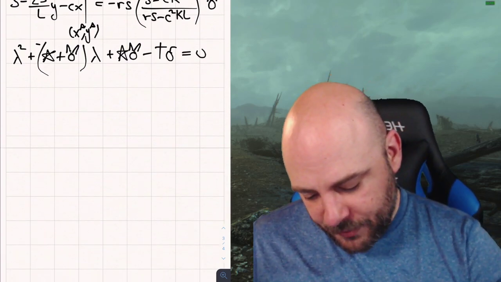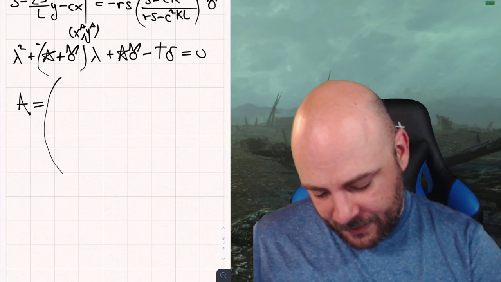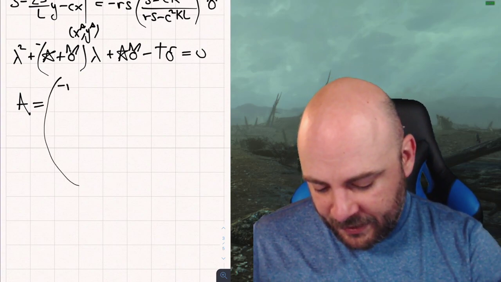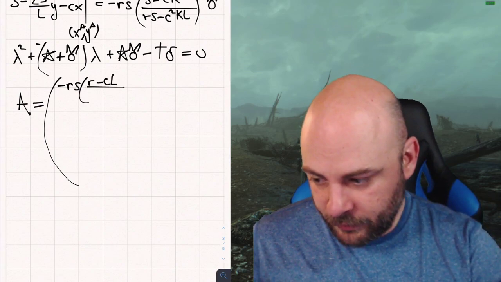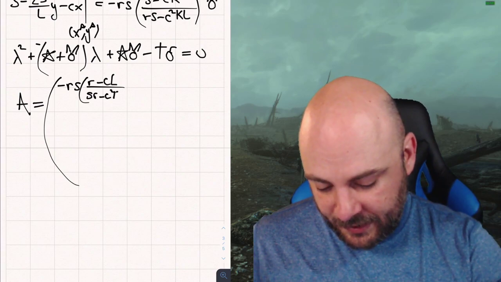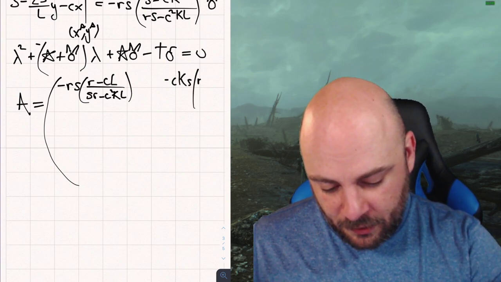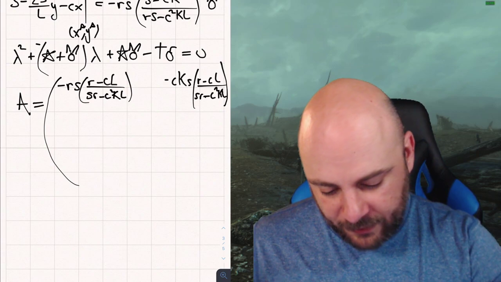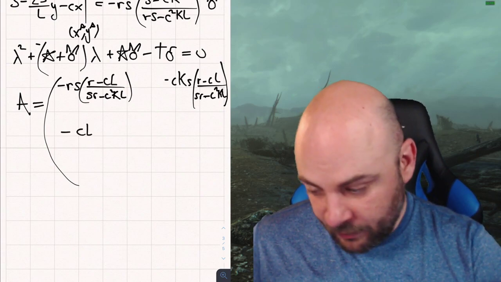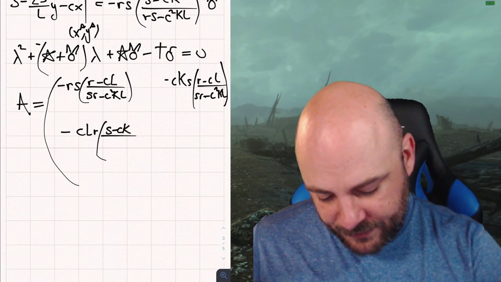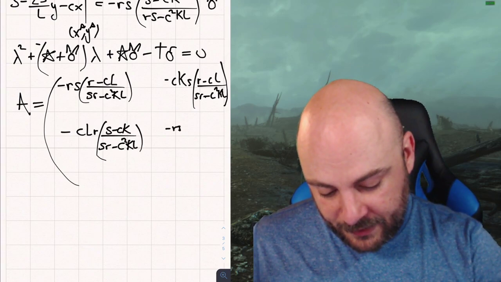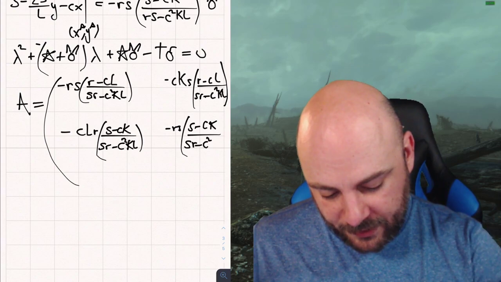So the matrix that we are working with here, let's write it as A, and I'm going to leave a lot of room here. I'm going to write it as negative RS, R minus CL over SR minus C squared KL. The next term is negative CKS, R minus CL divided by SR minus C squared KL. Running out of room as per usual. Negative CLR, S minus CK divided by SR minus C squared KL. And then finally, negative RS, S minus CK, all over SR minus C squared KL.